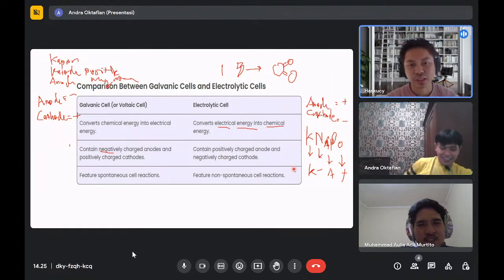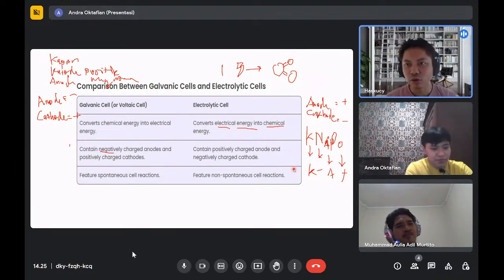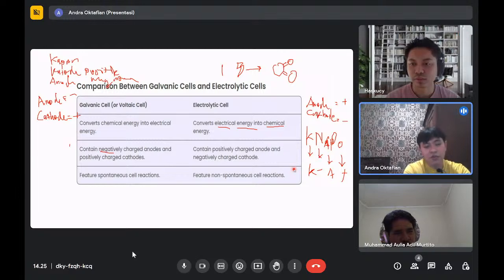So, the electrolytic cell, as Andra described, features a non-spontaneous cell reaction. I think this is what I gathered from you, Andra. A non-spontaneous cell is kind of like storing energy, basically. For example, when you recharge your phone, it is non-spontaneous because it requires energy to go from the lower to the higher potential energy. So it should be forced by power.